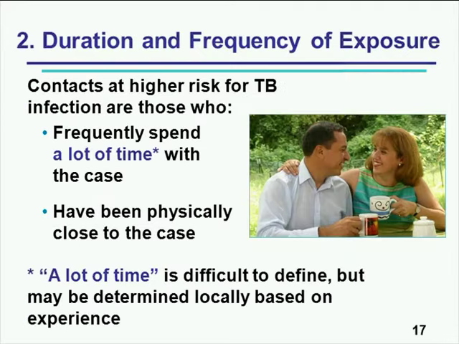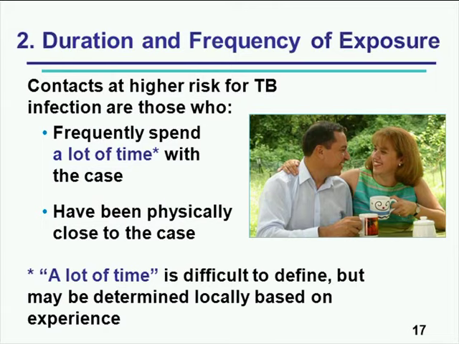Regarding the duration and frequency of exposure, contacts at higher risk for TB infection are those who frequently spend a lot of time, quote unquote, with the index case and have been physically close to the case. A lot of time is a very general term, very difficult to define, but state TB control programs or local programs really develop their own criteria as to who is a high-risk contact based on hours of exposure. There's no standard, there's no cookie-cutter approach. It is a local program decision.